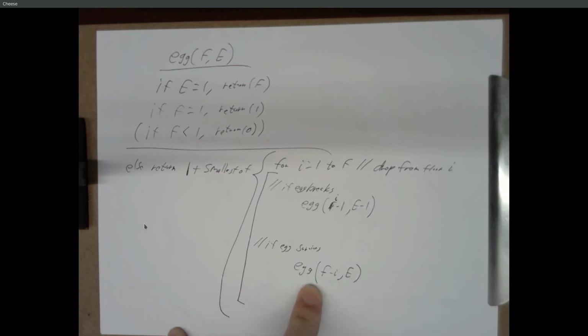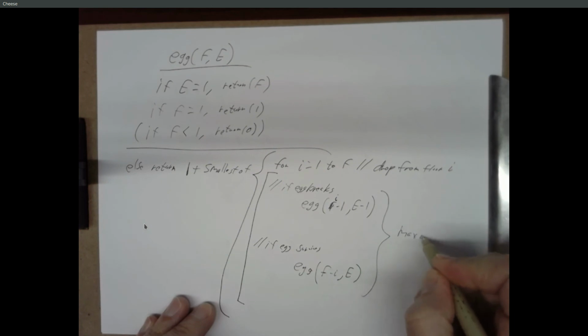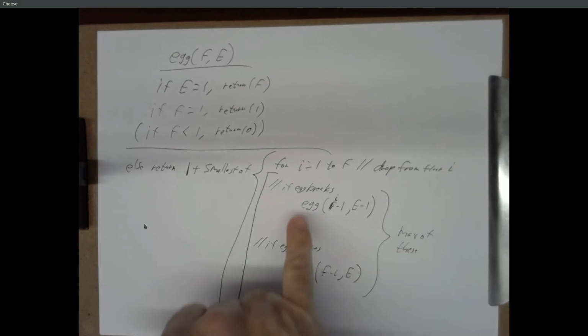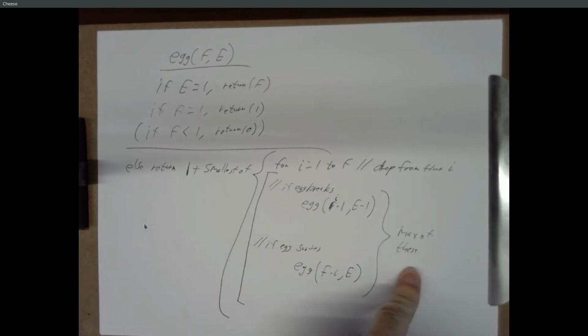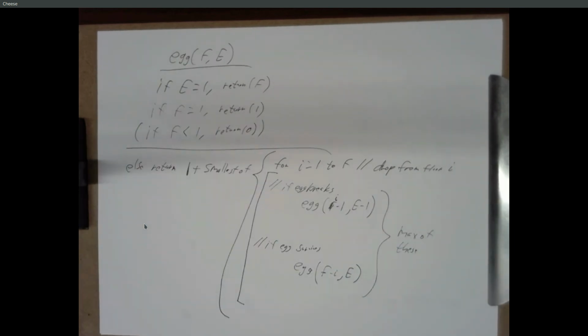Since we're looking to guarantee a number of experiments, we actually need the max of these. So you loop through all the floors. For each floor, you make these two calculations. You find the maximum of these. You find the smallest of all of those maxes. You add 1 to that. That's what your egg function has to return.